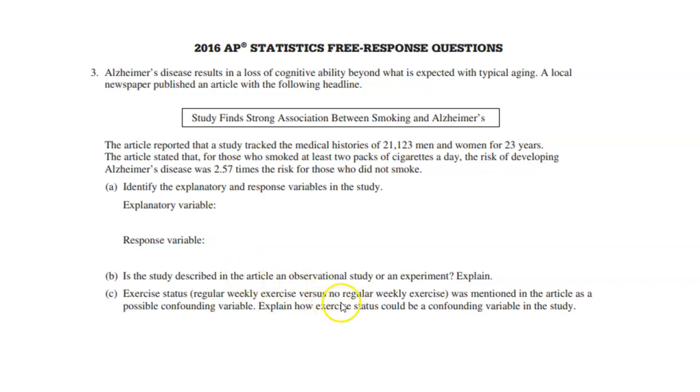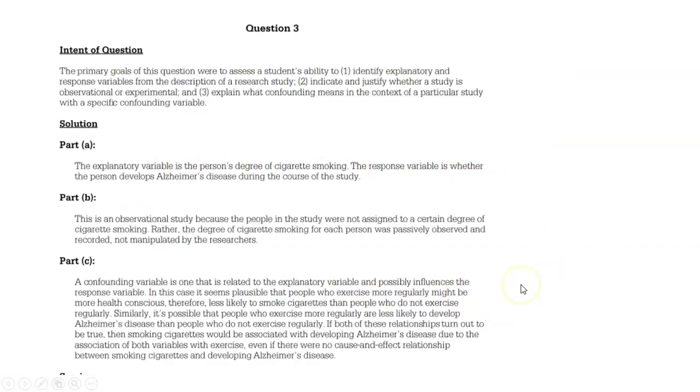All right, so is it going to be an observational study or an experiment? Explain. And exercise status was not mentioned. How could this be a confounding variable? Let's look at the official answers before I get too far into it.